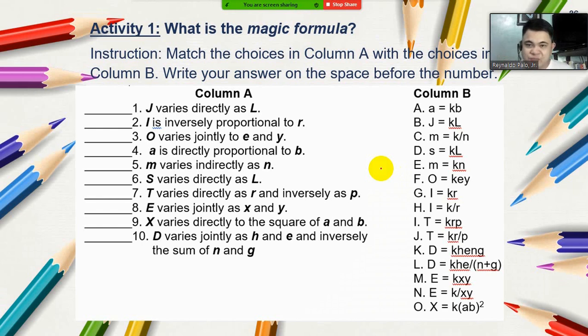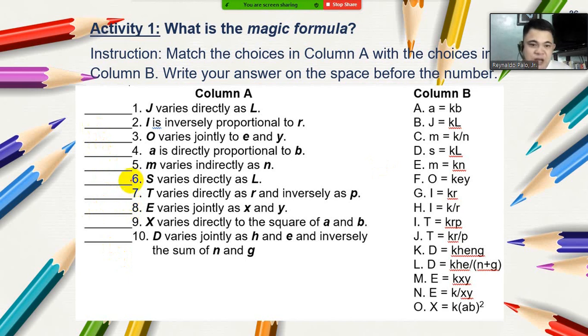What is the magic formula? Instruction: match the choices in column A with the choices in column B. Write your answer on the space before the number. Alright, so our target here is to translate the following variation statements into equations. Let's have number 1. J varies directly as L. Which among the following choices is correct?